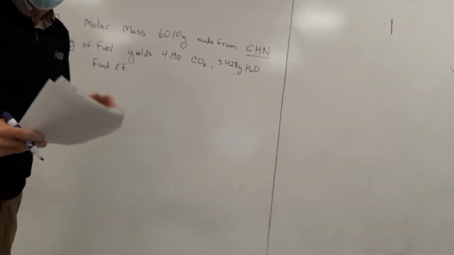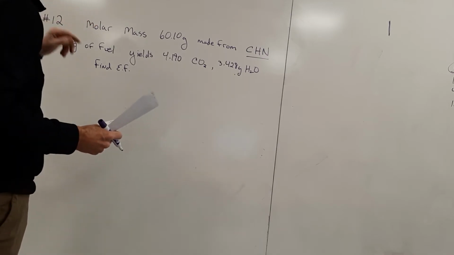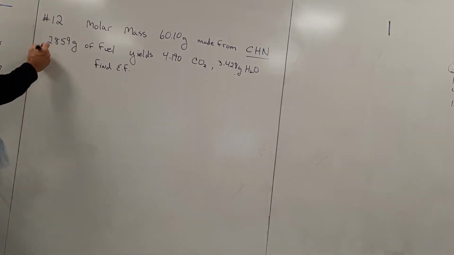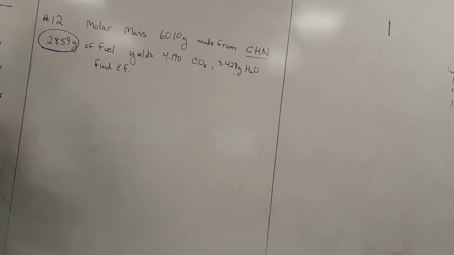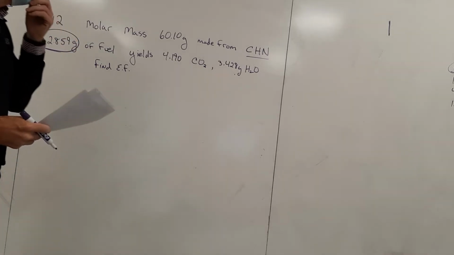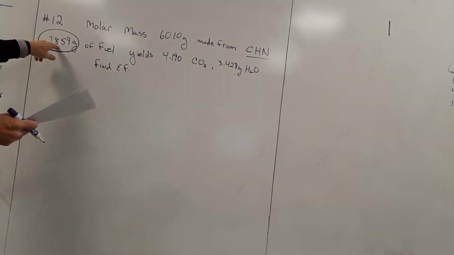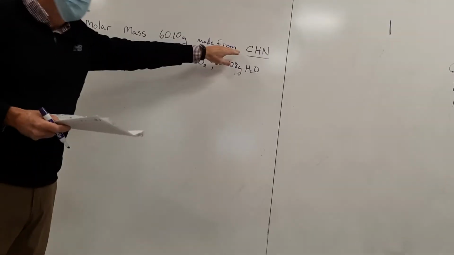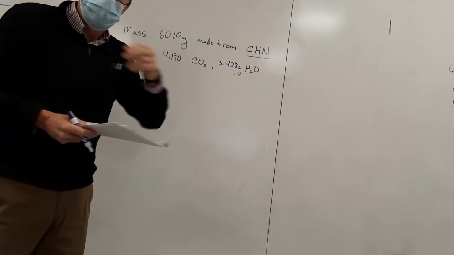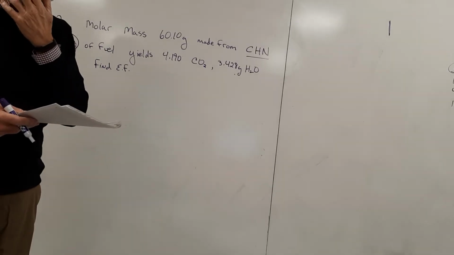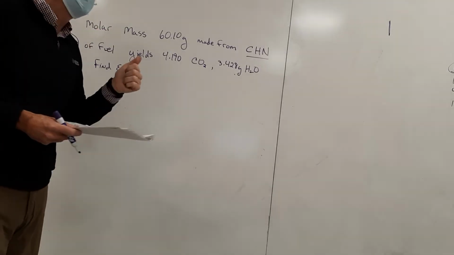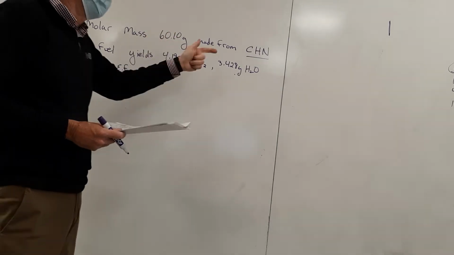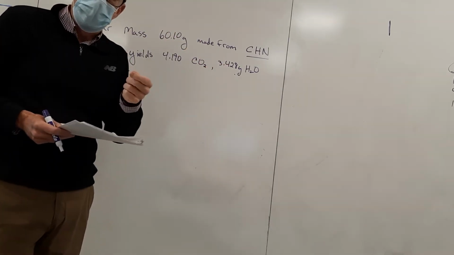Now, this is the problem. I've got 2.859 grams of this. But I don't know how much, out of the 2.859 grams, how much is carbon, how much is hydrogen, how much is nitrogen. So the first step is to find the amounts of each of the elements. How do you go about doing that?